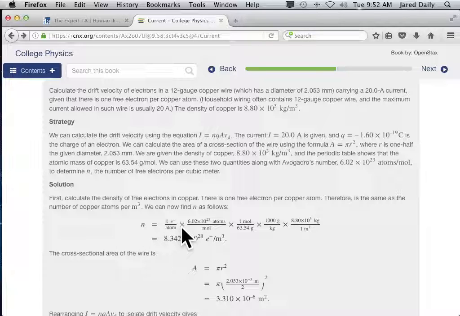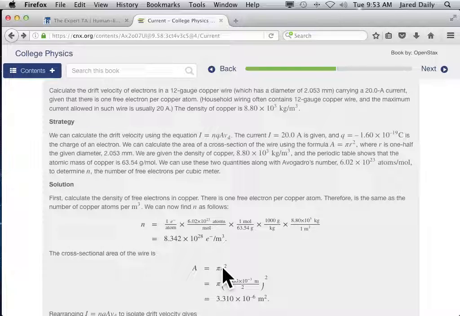We're going to convert this essentially. We have 6.02 times 10 to the 23rd atoms per mole. There's 1 mole per 63.5 grams for copper if you look on the periodic table. There's 1,000 grams per kilogram. We do the conversions, and then there's 8.8 times 10 to the 3 kilograms per meter cubed of copper. So that's for the density of copper. And it ends up being 8.342 times 10 to the 28 electrons per meter cubed, the electron density in copper. So that tells you how many electrons are in a meter cubed of copper. So that's our number n.